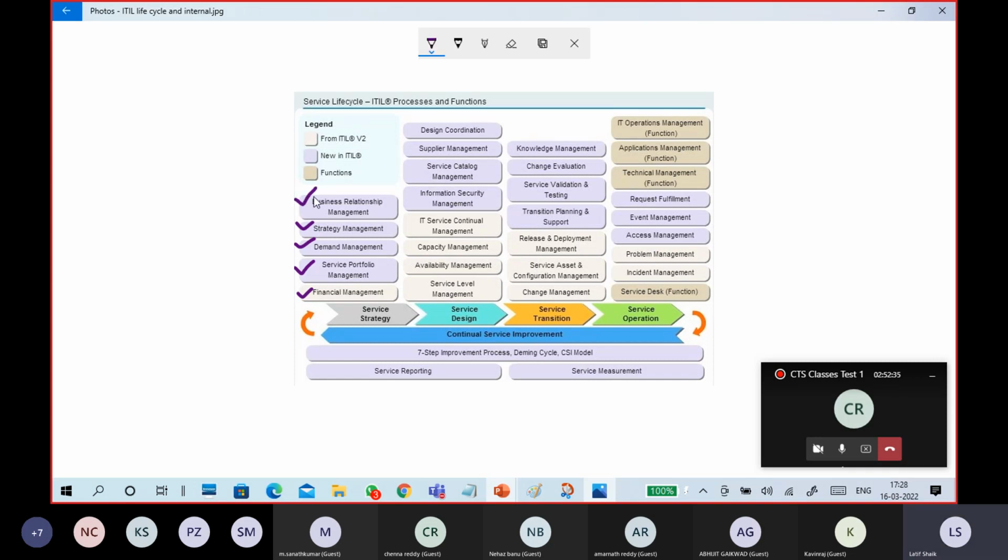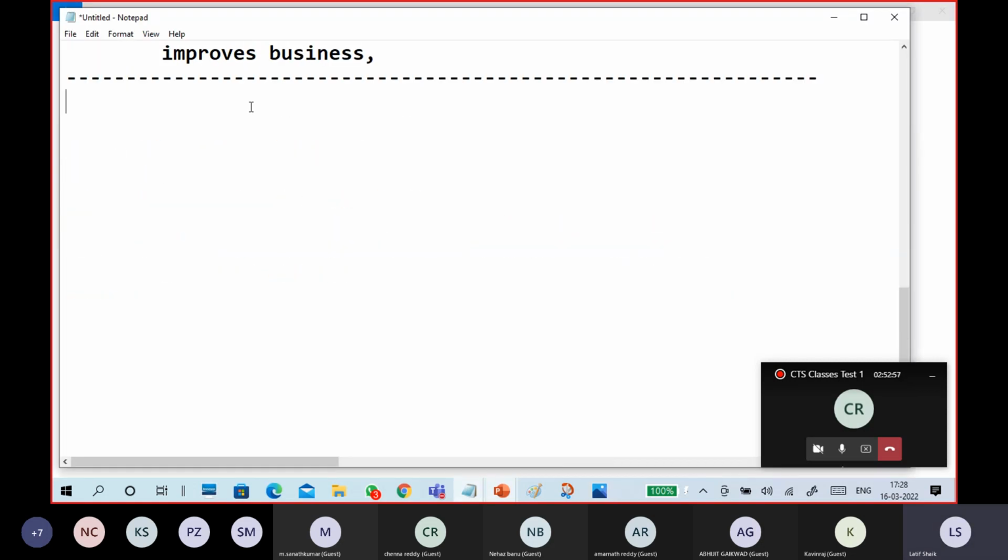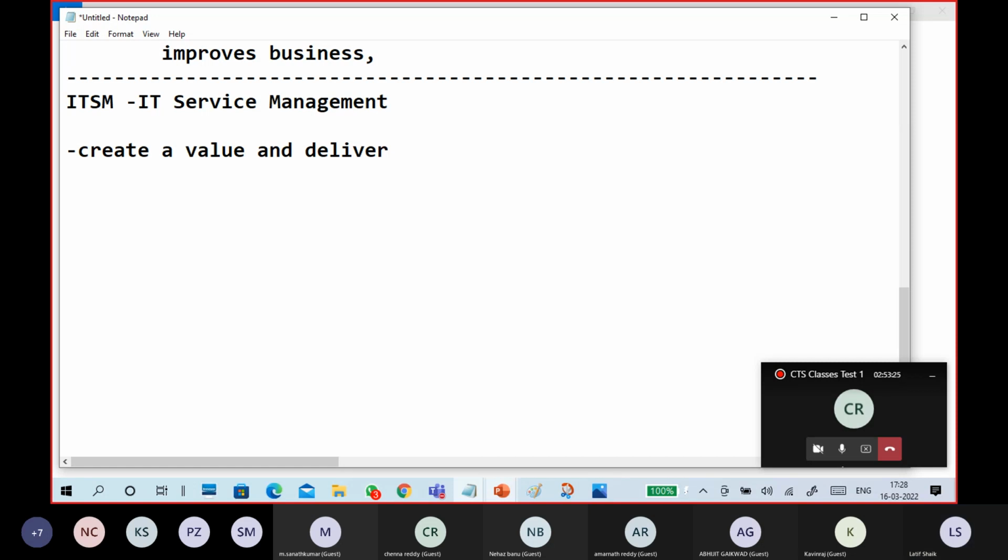Finally, business relationship management. What is this business relationship management? It is linked to service level management. See, this is business relationship management and this is service level management. In this one, again, comes ITSM, IT service management. What is IT service management? The main aim is to create value and deliver it to the customer.